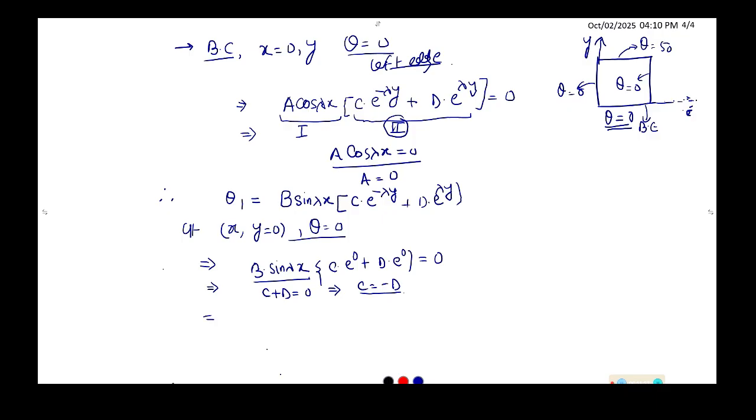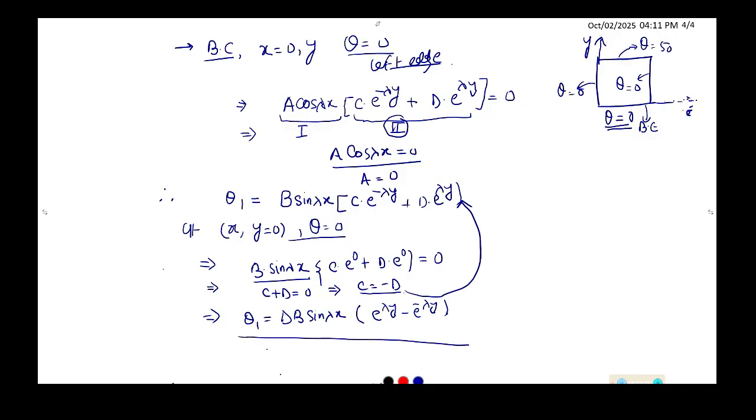So our equation can further be updated. Putting c equals minus d into the above equation, we get theta 1 equals b sine of lambda x, and replacing c with minus d and taking it out as common, we get d into b sine lambda x into (e to the power lambda y minus e to the power minus lambda y). So once again we have this updated equation. Now we have two more boundary conditions left, so let us try to solve those.